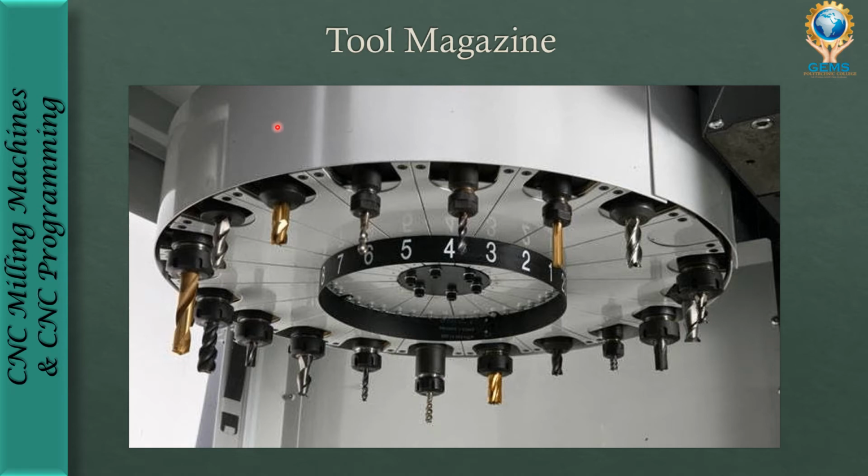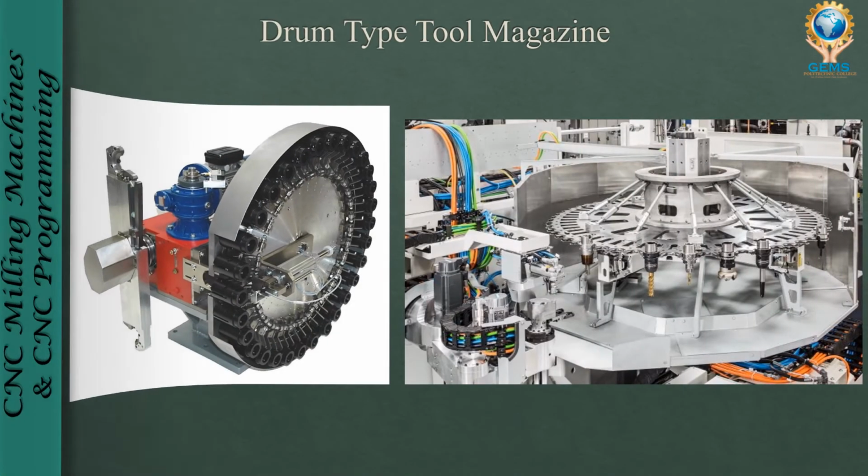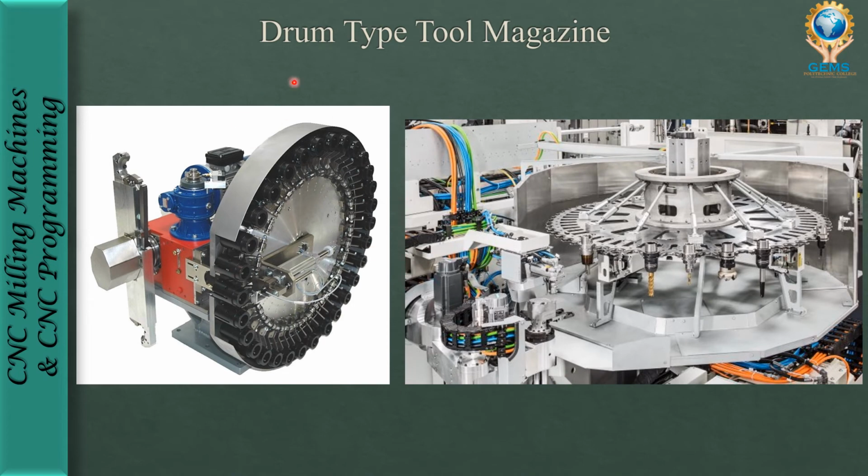You can see this tool magazine. This is a drum type tool magazine. It is in the form of a circular shape. At maximum it can hold nearly 20 tools. This is one type of drum type tool magazine, and this is another drum type tool magazine. You can see the different tools stored in the drum type tool magazine.